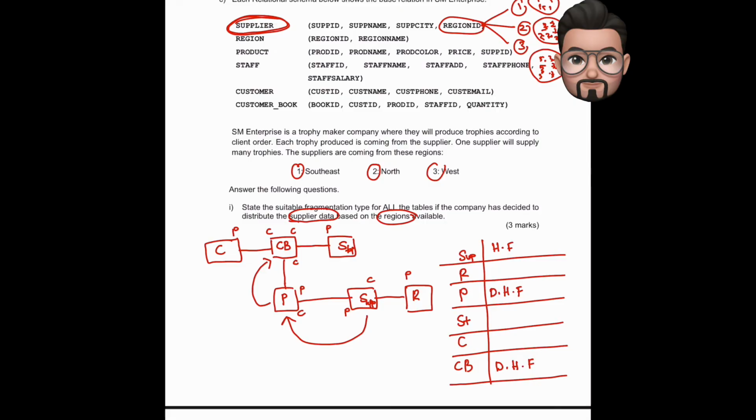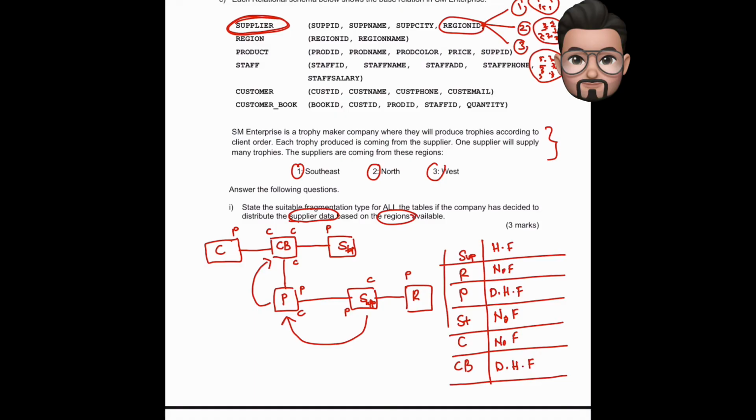So how about the other tables? Is there any kind of information needed for the fragmentation? No other. So by that, the rest is no fragmentation, no fragmentation, and no fragmentation.